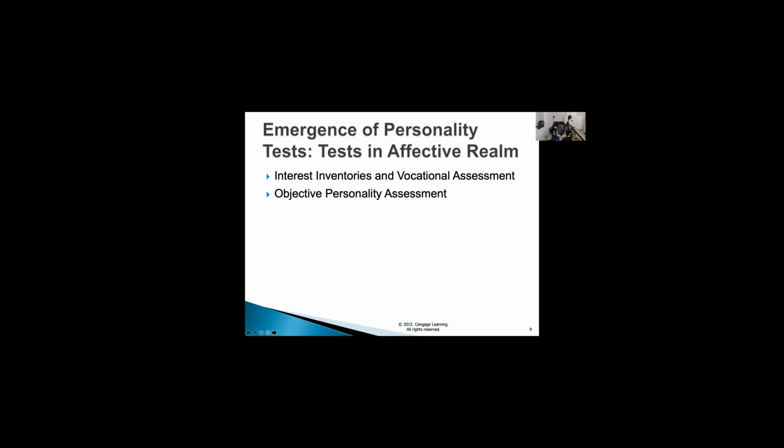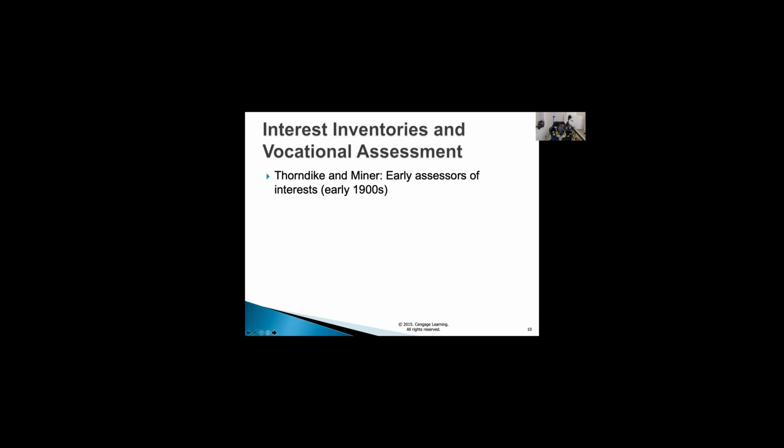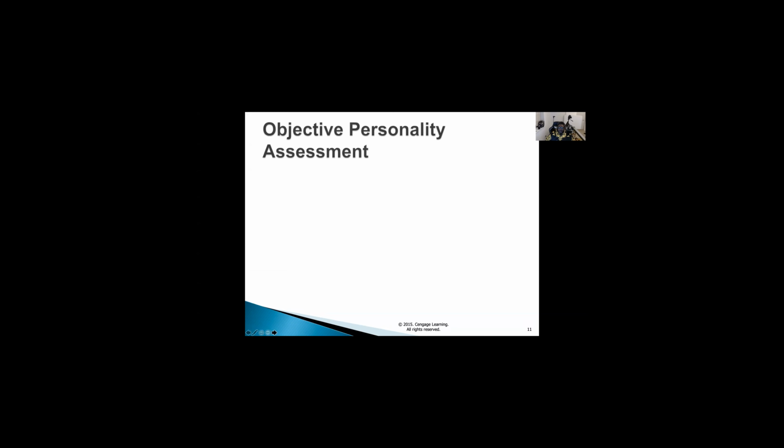The objective personality assessment, projective testing, interest inventories, and vocational assessments continue. Thorndike and Miner were early assessors of interest. Strong, one of the most popular ones, the Strong Vocational Interest Blank, and the Strong Interest Inventory is one of the most popular ones.